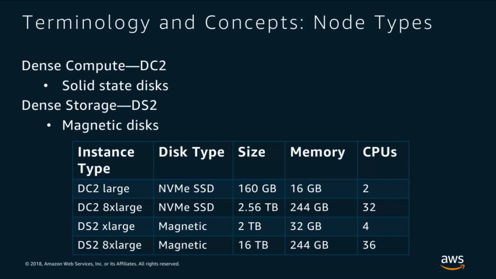Now, that being said, a lot of customers recently, since we've released Spectrum, use dense compute and offload the longer tail of data to S3, where it remains queryable, using S3 essentially as a form of tiered storage coupled with Redshift Spectrum.